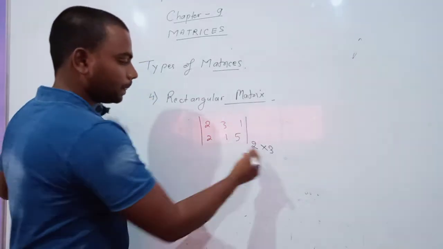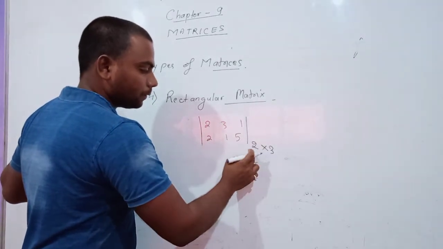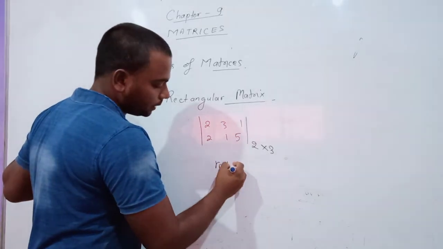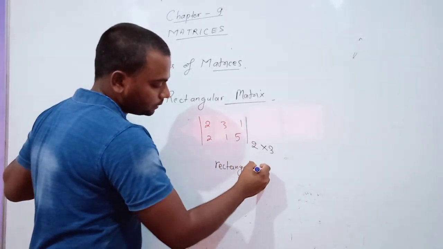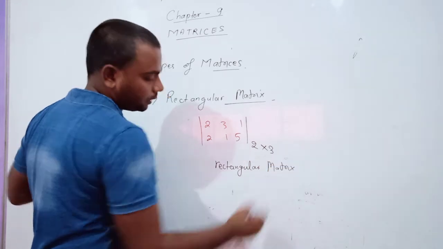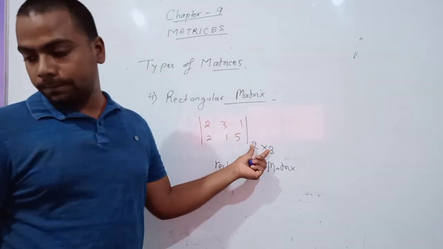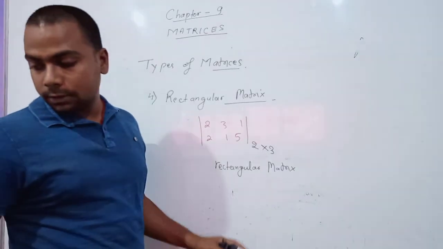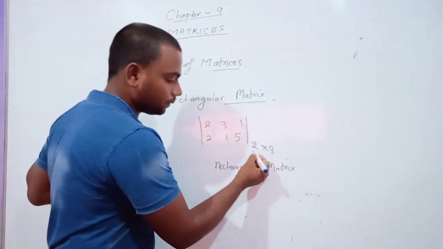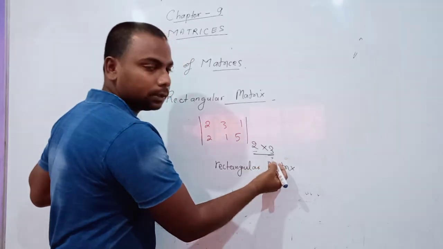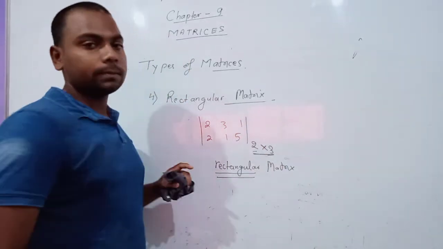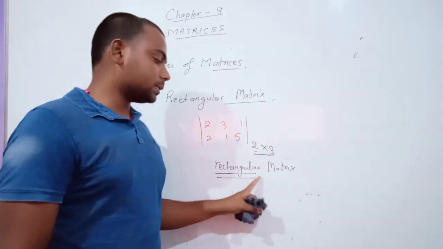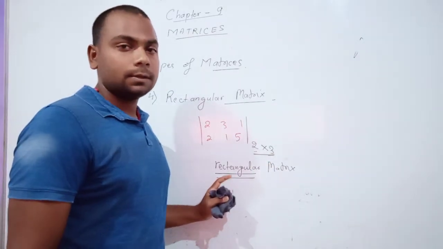Okay. So if the number of rows is different from the number of columns, then it will be considered as a rectangular matrix. So its definition comes here: if the number of rows and the number of columns are not equal, then it will be considered as a rectangular matrix.